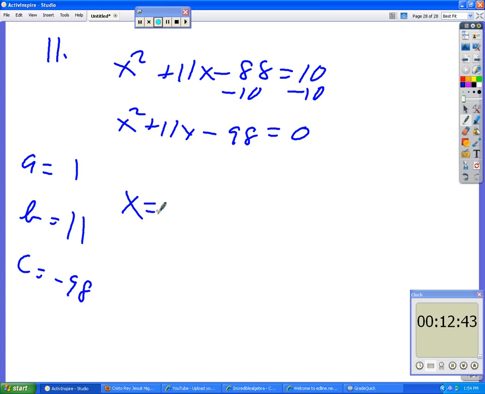X is equal to the opposite of B. B is 11, positive. The opposite of a positive 11 is a negative 11. Plus and minus the square root of B squared, square B. Taking 11 times 11. And that's 121. Minus 4. So I just put minus 4, and then I go, it says AC. So I take A times C. So that is a negative 98.